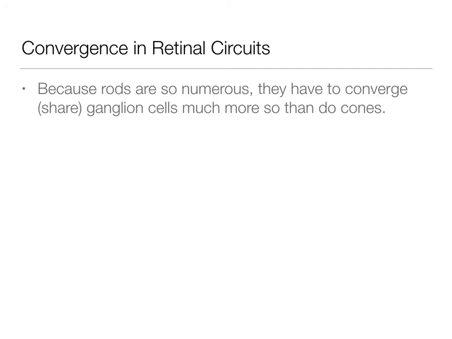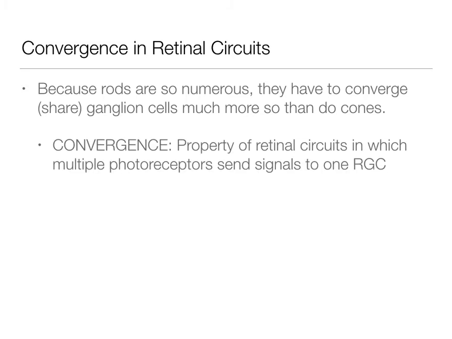Because there's so many rods, they have to converge or share ganglion cells. So remember, our rods are primarily in our periphery, and so they're not on our fovea. They're out other places on the retina outside of the fovea. Because there's so many of them, remember there were 20 times as many of them as there were the cones, they're going to have to share those RGCs, okay? More so than the cones do. And this is, again, called convergence.